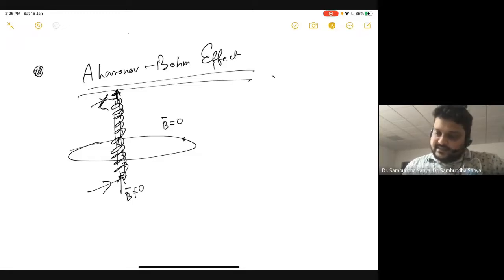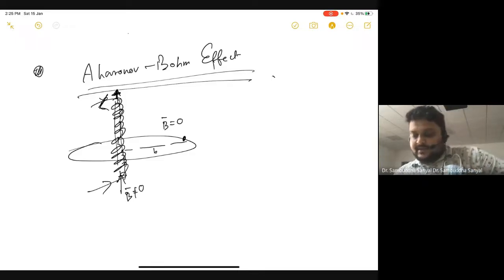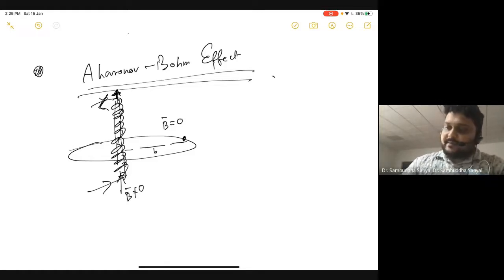Now if I put a charged particle here at some radius, on its trajectory, it will not see this magnetic field because there is no magnetic field there. So let's try to do the quantum mechanics of this problem. And the idea is simple. You have done this kind of assignment problem, that the vector potential is like this.